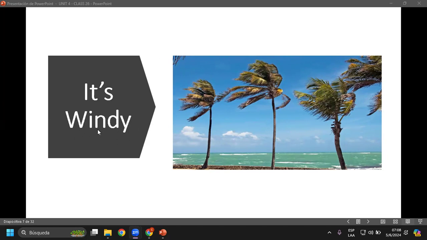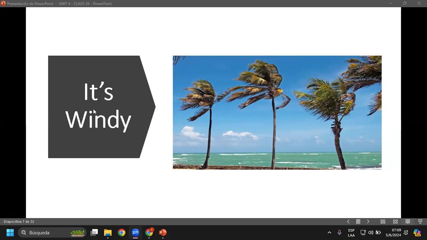What is wind or windy? When the trees move a lot, it's because... Viento, it says in the chat. Yes, exactly. When the trees move a lot, it's because there is a lot of viento. But in this case, windy is the adjective. So windy, it will be like ventoso. Está muy ventoso, right? Hace mucho viento.